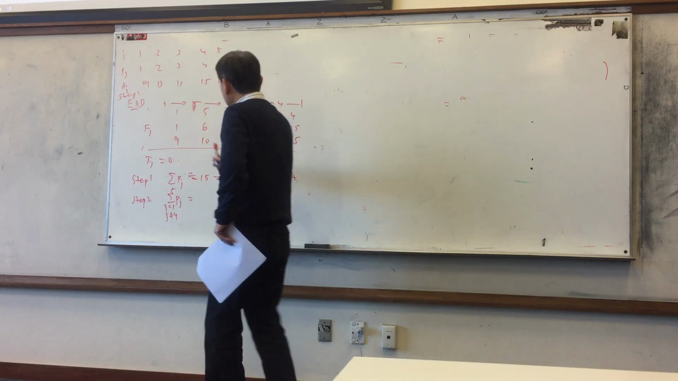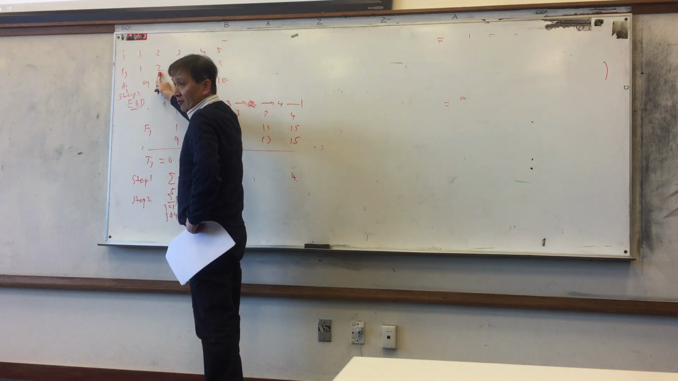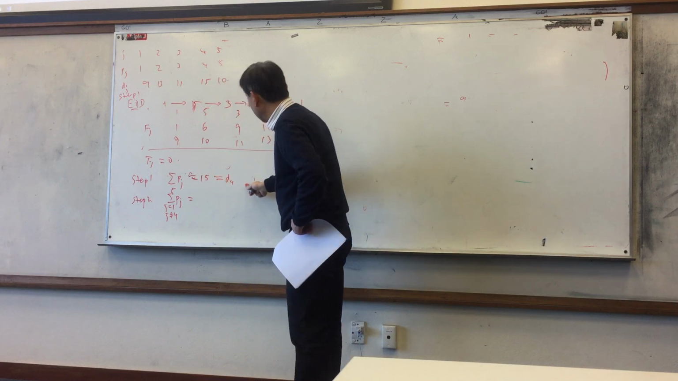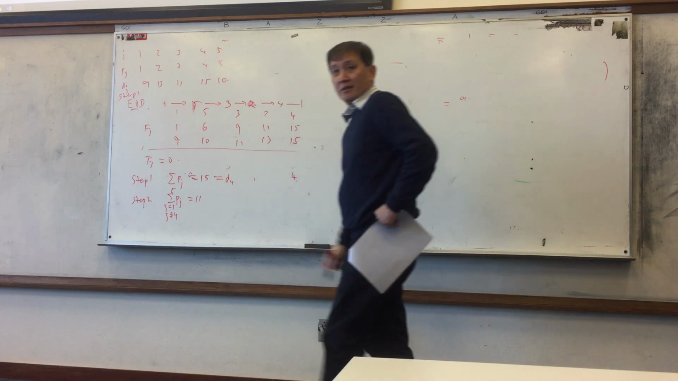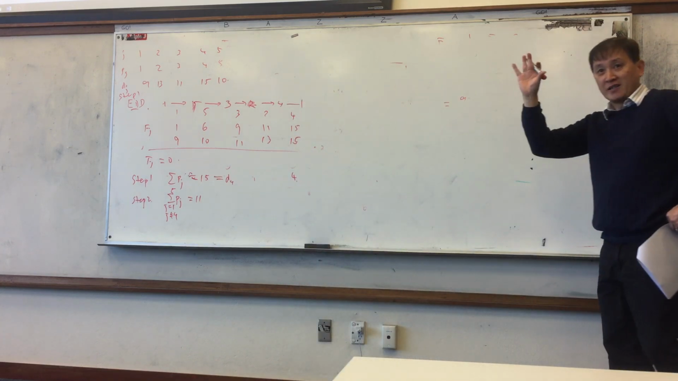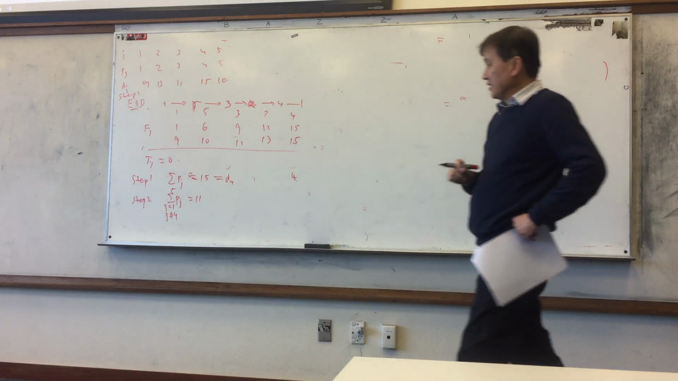So that becomes 1 plus 2. Well, it's really just equal to 15 take away 4. Yes, so that gives you 11. Yeah, because you take 4 out, then 4 has 4 hours to finish.